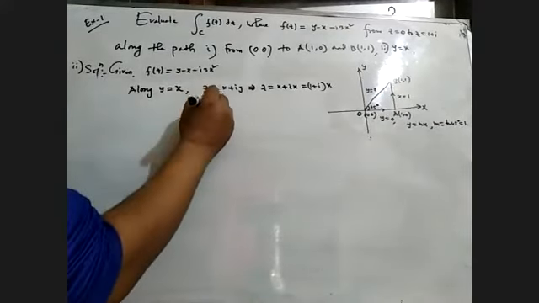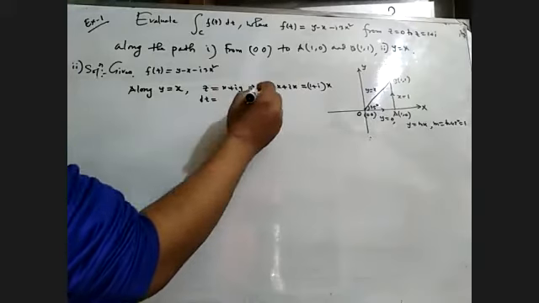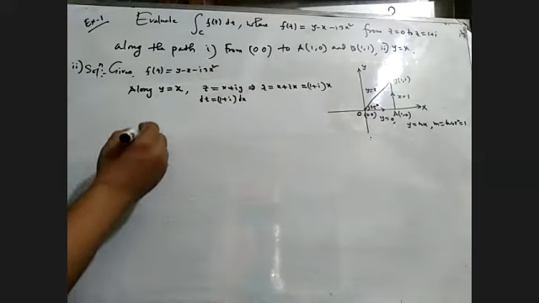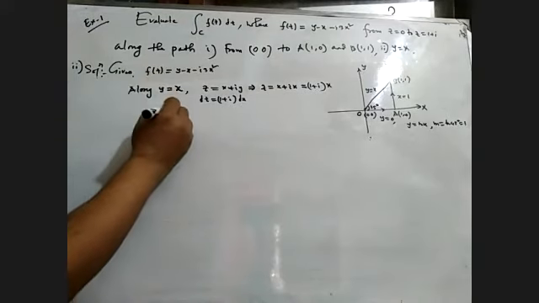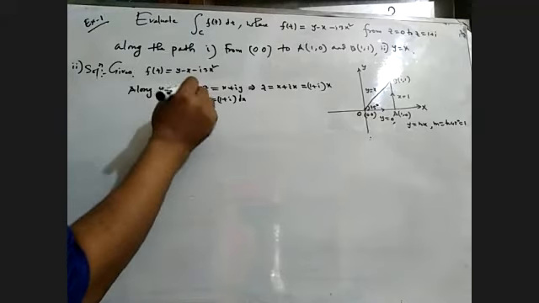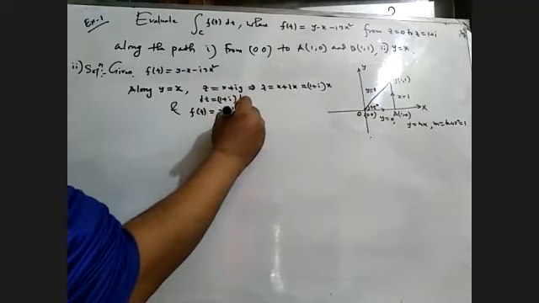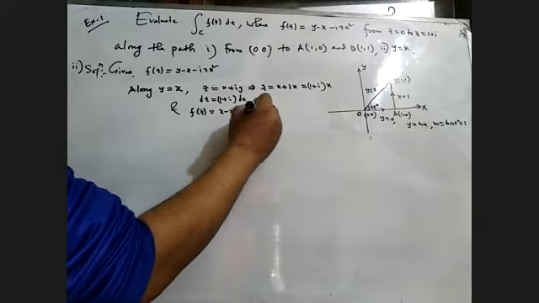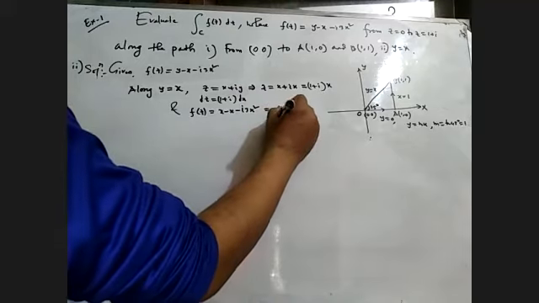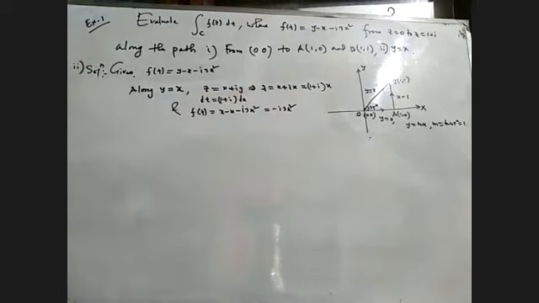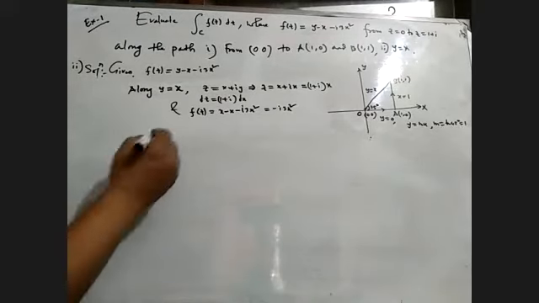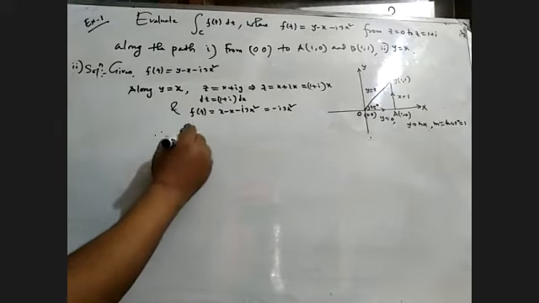And dz becomes, dz equals to what will be from here? 1 plus i dx. And function f of z, y equals to x, x minus i 3 x square. So x will be cancelled. So we get minus i 3 x square. f of z becomes what? Minus i 3 x square.